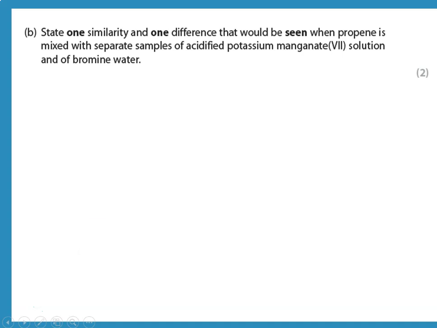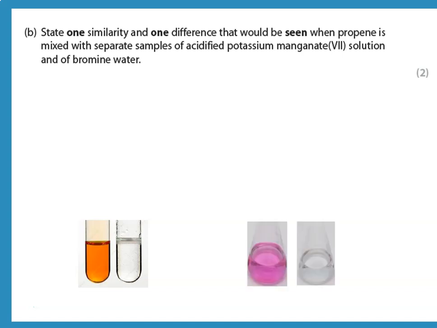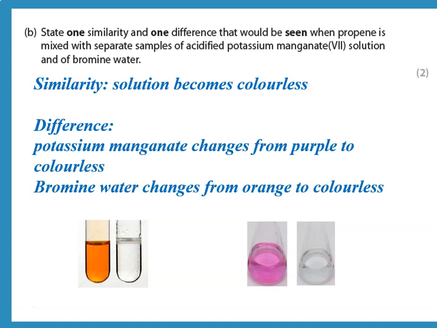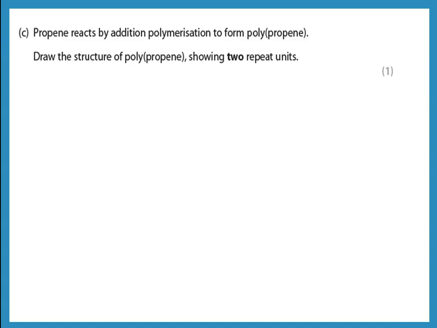Now, when we have an alkene and we react it with bromine water, the bromine water changes from orange to colorless. Now, if we're reacting it with potassium permanganate, it changes from purple to colorless. So the similarity here is that both solutions become colorless, but the difference is the potassium manganate changes from purple to colorless, while bromine water changes from orange to colorless.